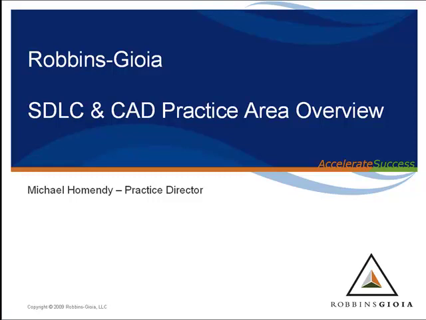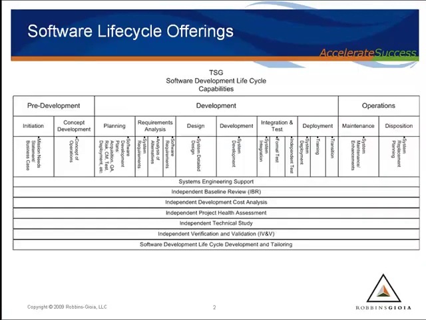All right, thanks, John. I appreciate the time to sit down and talk with you all about what my practice area does here at RG. So the SDLC offering here at Robbins-Gioia has to do with all facets of the software development lifecycle that a customer would undertake while doing development activities at their site. On this slide, we have a chart detailing out the different phases that we view happen during the software development lifecycle, from initiation to concept development, planning, requirements analysis, design development, through testing, deployment, maintenance, and disposition.